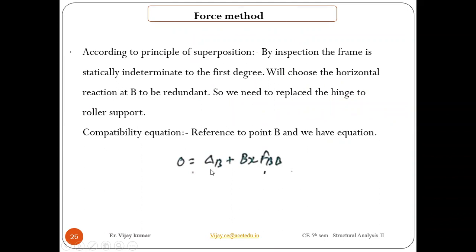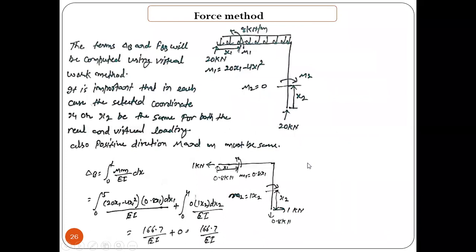Here, delta B is the deflection at point B due to the real loading on the frame, plus Bx, the redundant force, multiplied by the coefficient of displacement. Fine. So now we need to calculate all the values first.